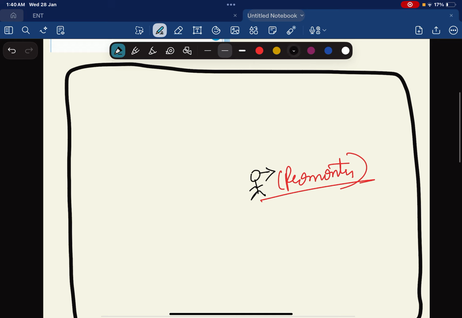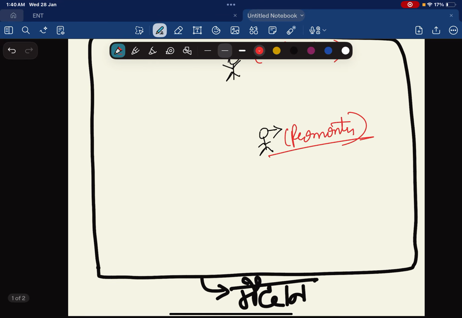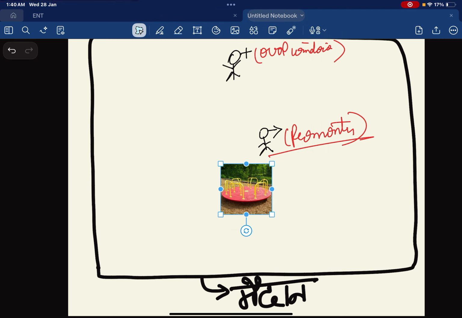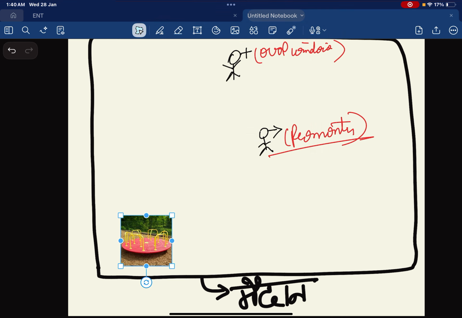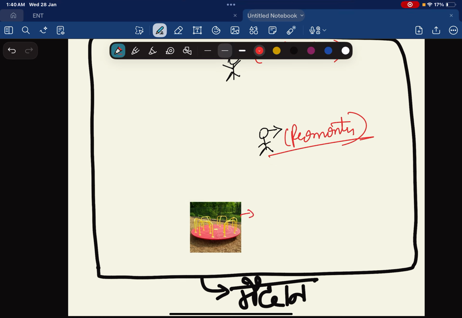And there's also a girl who is ovulating. The ovulating girl will signify the oval window. What this guy is going to do with the girl is take her to a park, and they'll go for a merry-go-round. This merry-go-round signifies the round window.